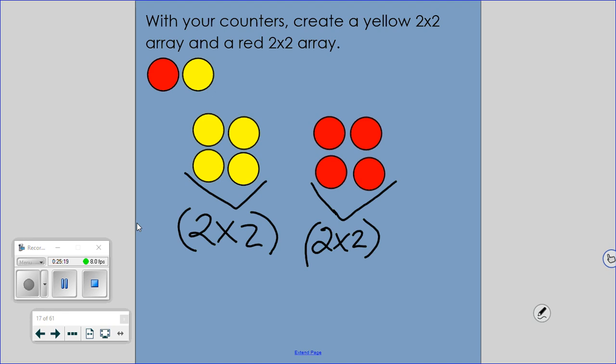I want you, with your counters, to smush your arrays together to become a 4 by 2. So what we're doing is we're smushing those two together to become a 4 by 2. So remember, your notebook should look like my board. Your notebook should look like my board, Billy. You got all that stuff down?